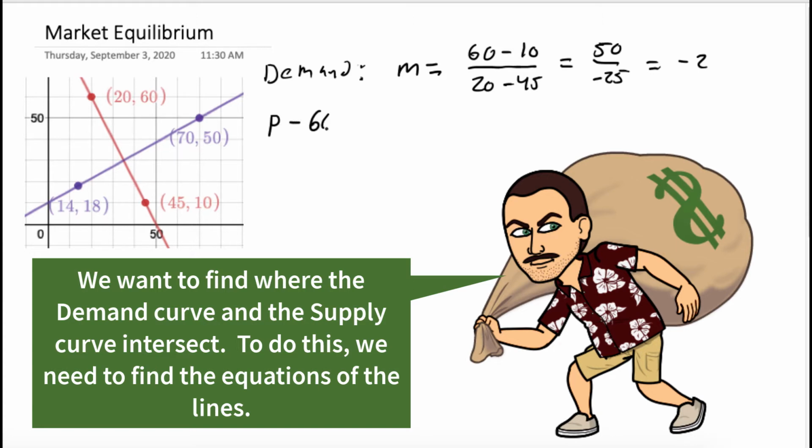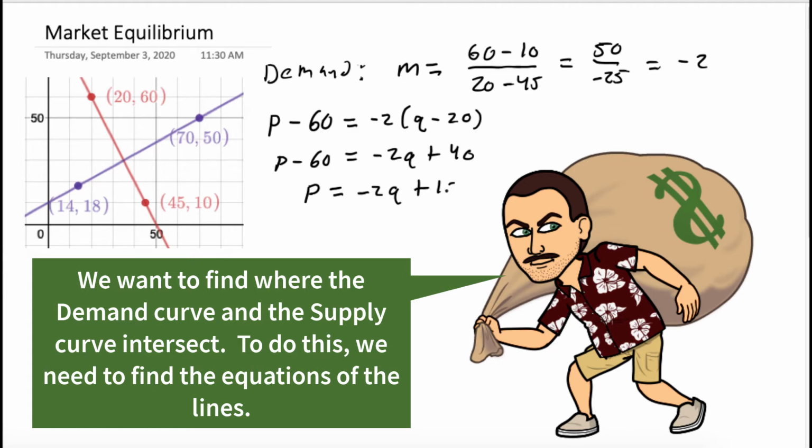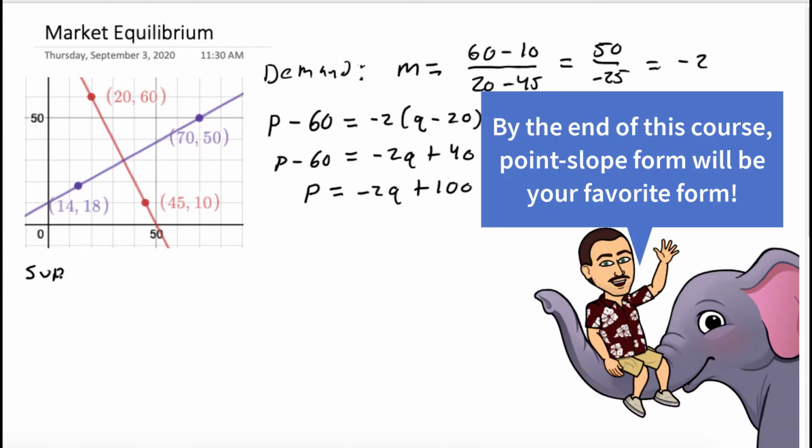We're given a point, and now we have the slope, so let's use point slope form. So P minus 60 is equal to negative 2 times the quantity Q minus 20. And since we're eventually going to solve a system of linear equations, let's just solve for P to make it easier for us later on. When we do that, we get P is equal to negative 2Q plus 100. That's our demand line. So we're going to do the same exact thing, but with our supply points.